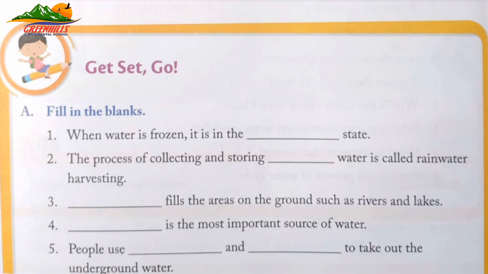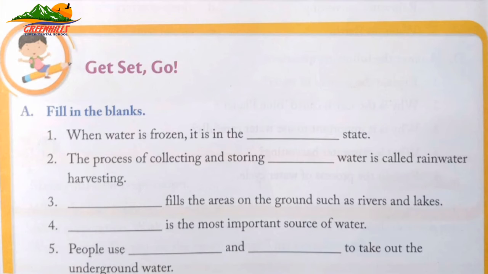Number 1. Number 2. The process of collecting and storing dash water is called rainwater harvesting. Number 3. Dash fills the areas on the ground such as rivers and lakes. Number 4. Dash is the most important source of water. Number 5. People use dash and dash to take out the underground water.